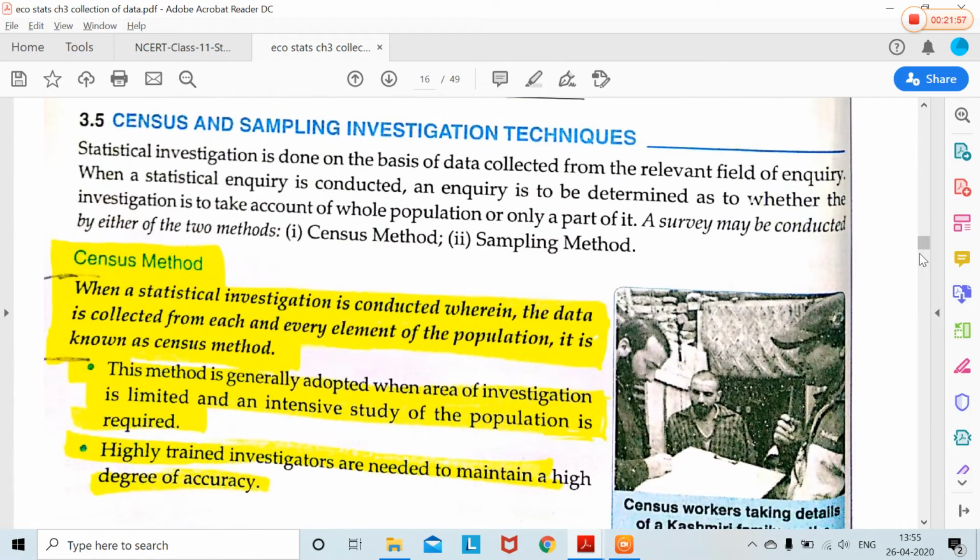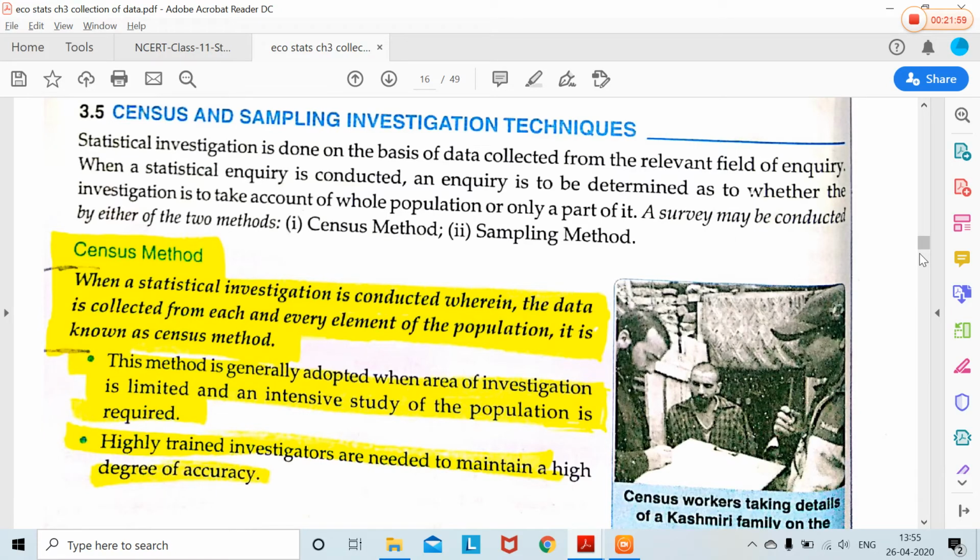Census and sampling investigation techniques. This is there in the syllabus. This you have to write. A survey may be conducted by either of two methods, census method or sampling method. Now, this is very important: what is a census method? When a statistical investigation is conducted wherein the data is collected from each and every element of the population, whosoever are there, we go to each and every one of them.